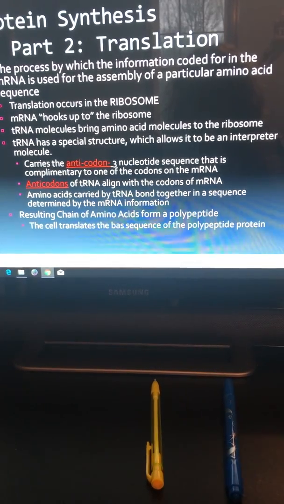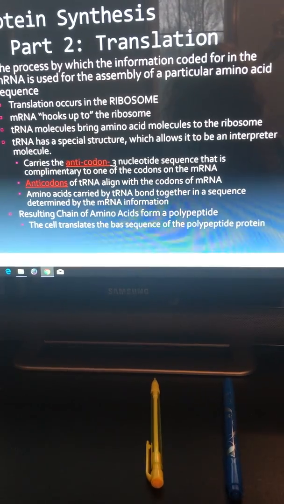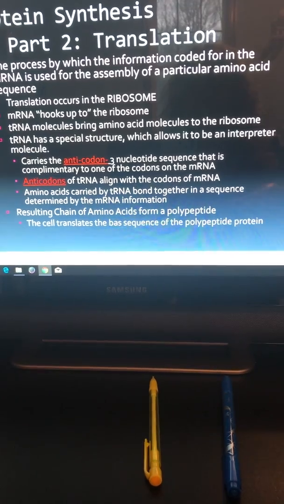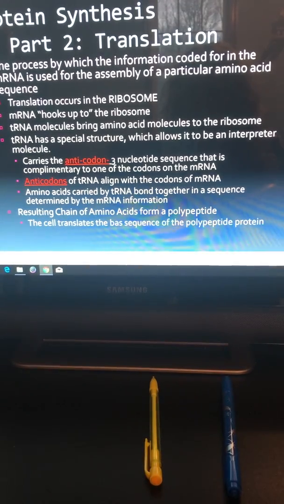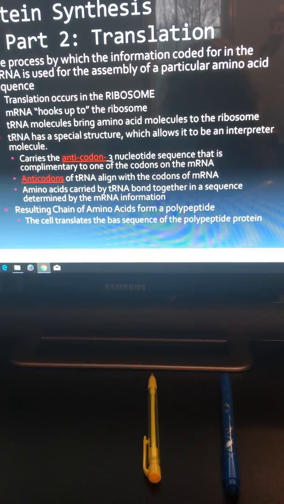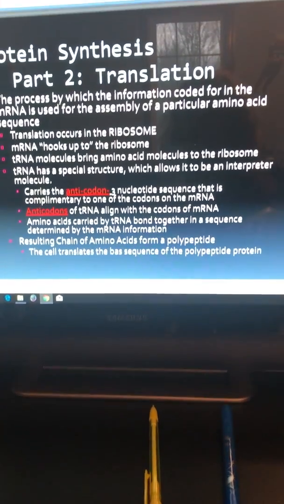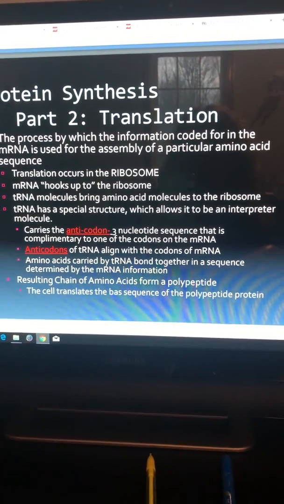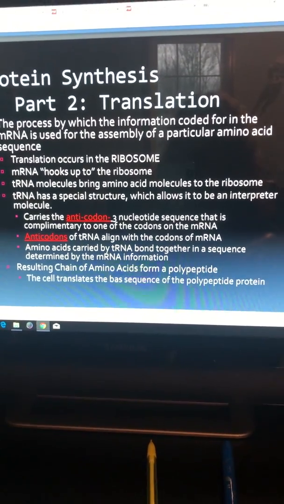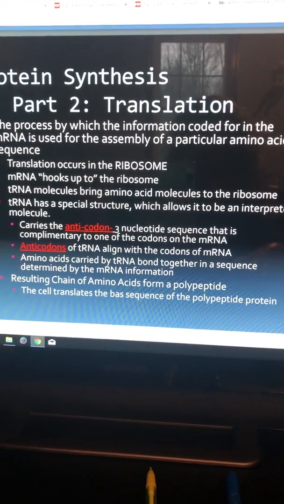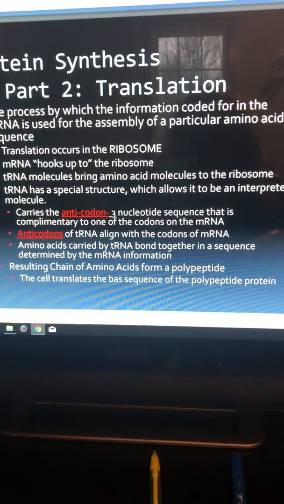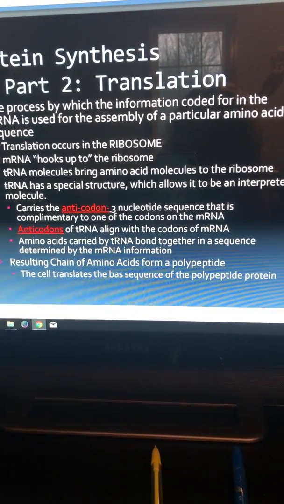Transfer RNA has a specific structure. It allows it to be that interpreter, and it carries with it on one side what we call anticodons. These are 3 nucleotide sequences, or 3 bases, that are complementary to the codons on the messenger RNA molecule. The anticodons of the transfer RNA align with the codons on the messenger RNA. Amino acids carried by the transfer RNA bond together in a sequence determined by the messenger RNA information. So messenger RNA is truly what's important.